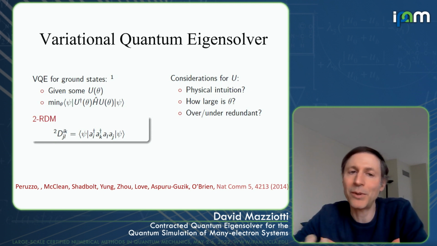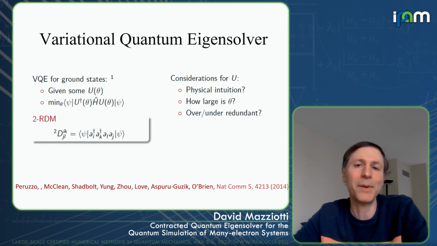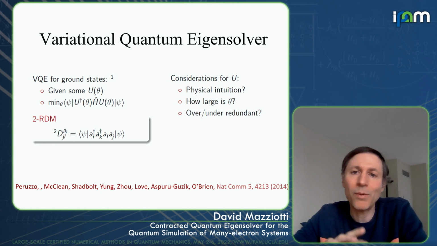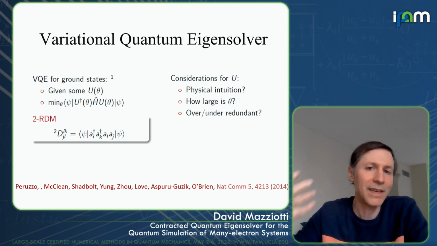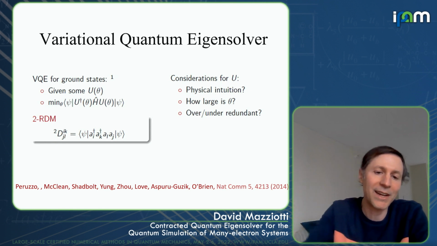How large, for example, should our parameters in theta be? So we have potentially a bunch of parameters in the real or complex plane. We have to figure out what those parameters are going to be. The parameterization of the wave function might be over or under redundant. So we may not have a flexible enough Ansatz, or the Ansatz may actually be too complex for a given problem that we're looking at.